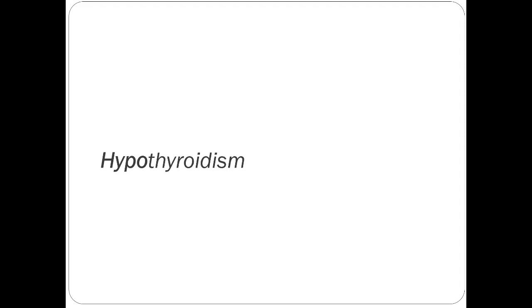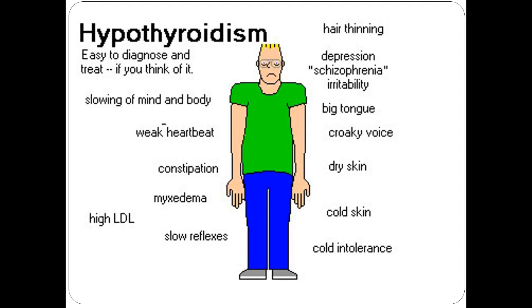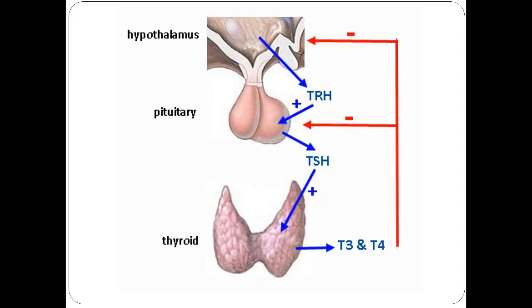So let's start with thyroid disorders and first talk about hypothyroidism. Hypothyroidism will present itself as a combination of symptoms. It's a pretty basic concept, especially from a treatment perspective. From the endocrine side of things, it's a little bit more complicated.